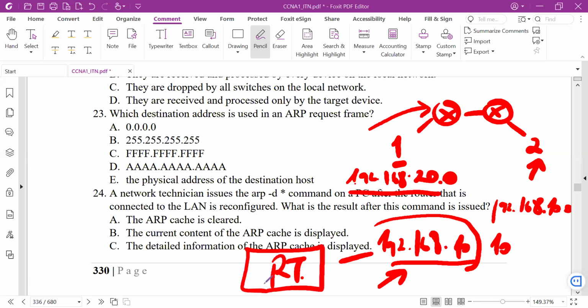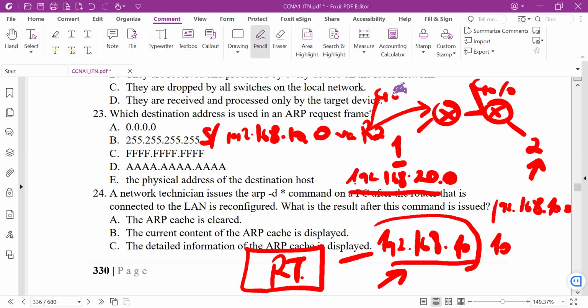Now the routing table has entries, such as network 192.168.10.0, which we know via OSPF, or let's say static. It was configured statically as via router number 2 interface. Let's say this interface is 0/0, via router number 2 interface 0/0. This is an entry in the routing table.